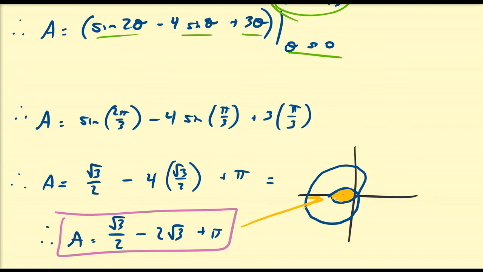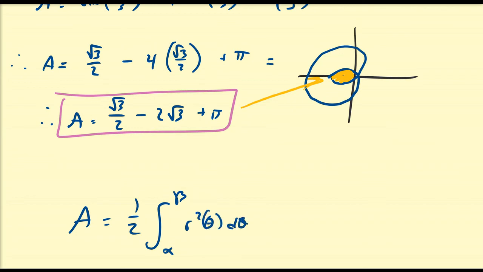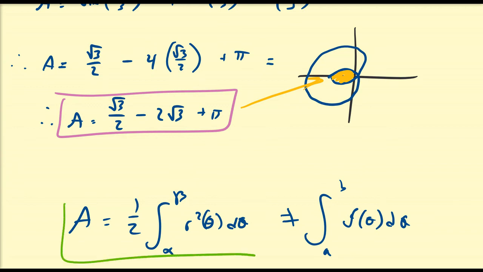So that's just a brief introduction on how to find areas of polar curves, which pretty much boils down to this relationship: 1/2 times the integral from alpha to beta of r squared of theta d theta. This is definitely not the same as the integral from a to b of f of theta d theta in the rectangular coordinate system. So there's definitely a difference that needs to be remembered here.